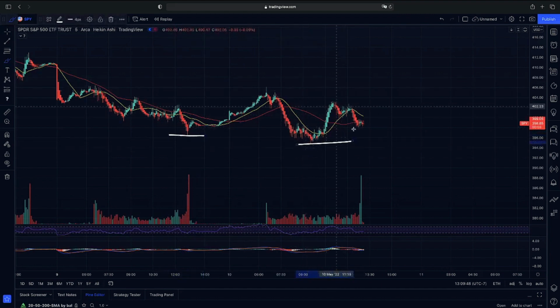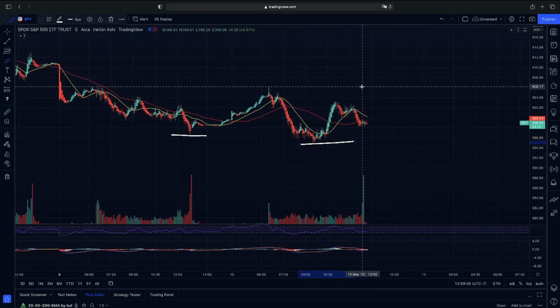So the question is, how much lower can we go? What exactly are we looking for as a support level on the larger time frames? I'm going to go over all this with you guys.